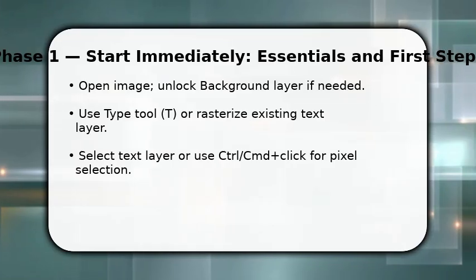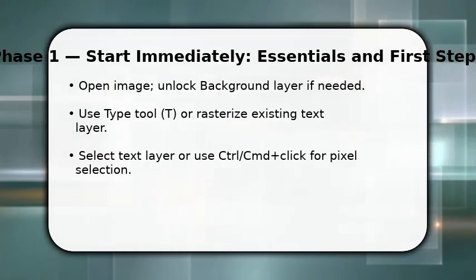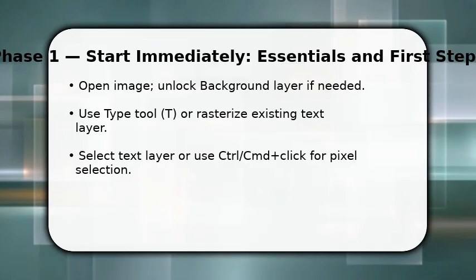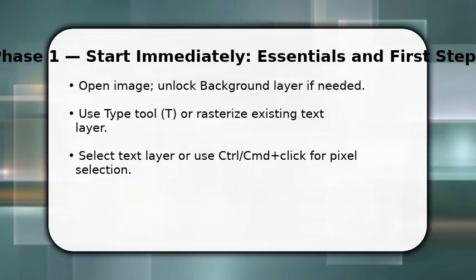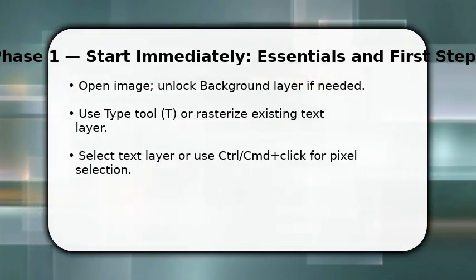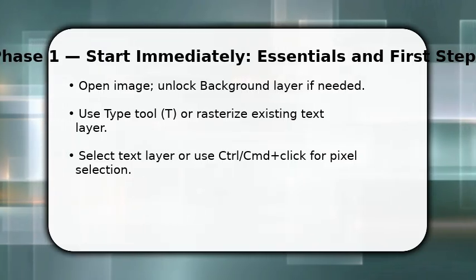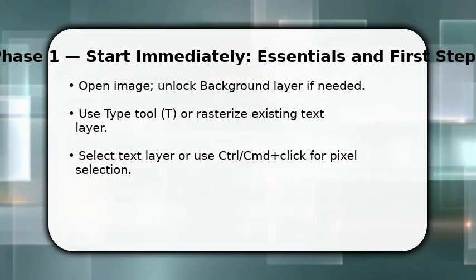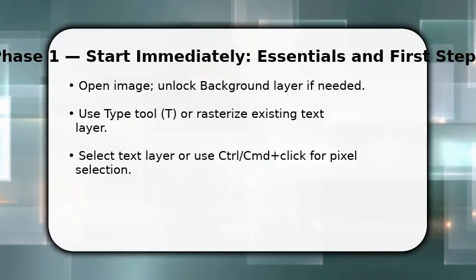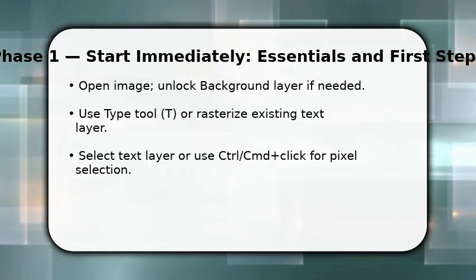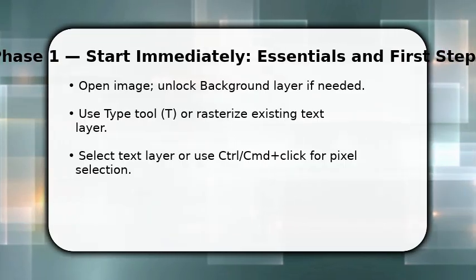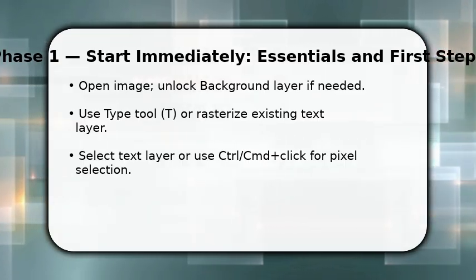Enjoy the video. You start immediately by opening the image and locating the text layer. Make sure the layer is unlocked. Use the Type tool T if the text is editable, or rasterize if you need pixel control. Once done, Control or CMD+ click the text layer thumbnail to create a precise selection around letters. This selection is why subsequent color changes are accurate.